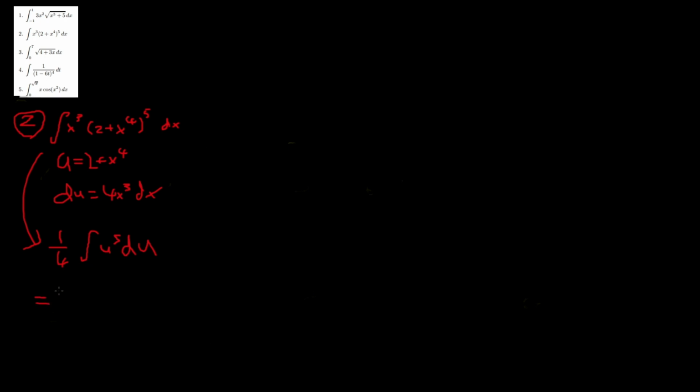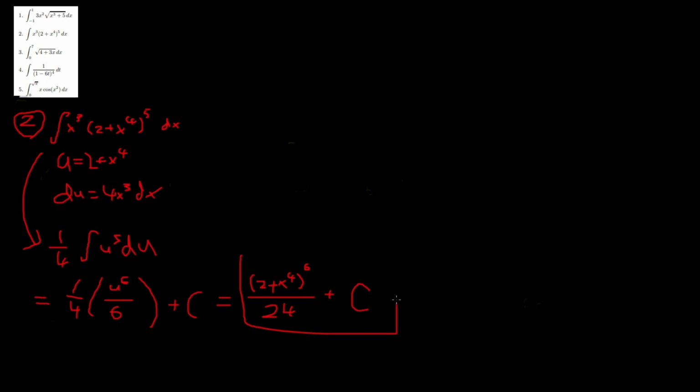which is equal to 1/4, and then if we take the antiderivative we get u to the 6th over 6 plus c, can't forget that plus c, which simplifies when we substitute back in 2 plus x to the 4th for u. We get the quantity 2 plus x to the 4th to the 6th over 24 plus c, and that is our answer.